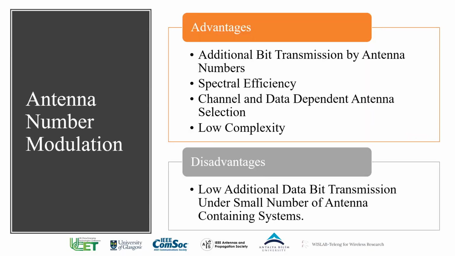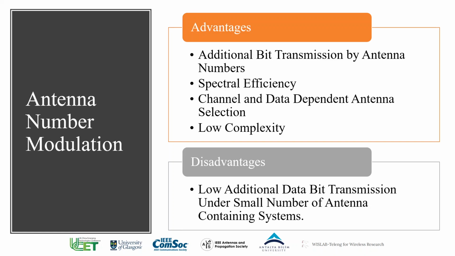Antenna number modulation is a recently proposed data transmission scheme that allows us to transmit additional data bits by exploiting the number of antennas. It brings us a lot of advantages in terms of spectral efficiency, both channel and data dependent antenna selection capability, which is one of the major problems of spatial modulation, and ANM ends the suffering of it. And lastly, the low complexity is one of the major advantages of the ANM system.